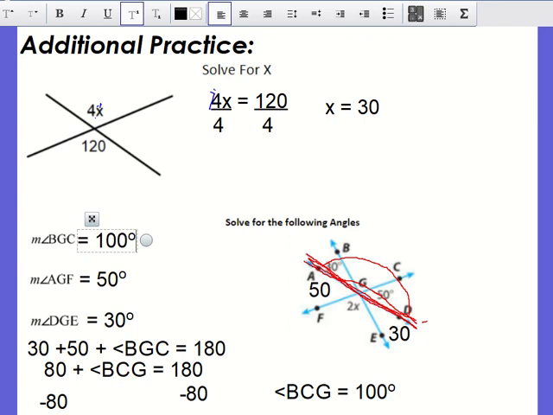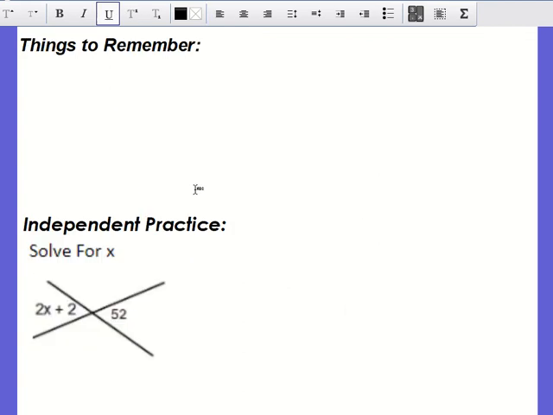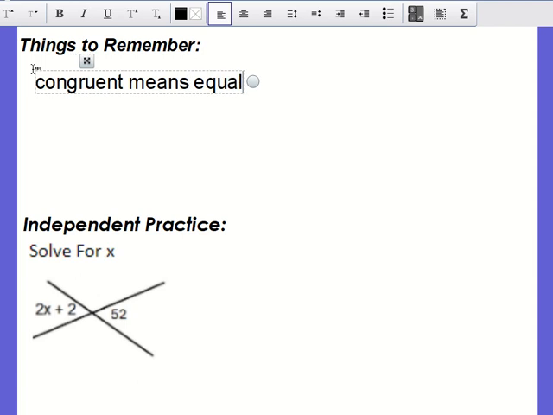We'll work on this more in class. Okay, so things to remember. Congruent means equal. Okay. All right, so let's see if you can solve this independent practice.